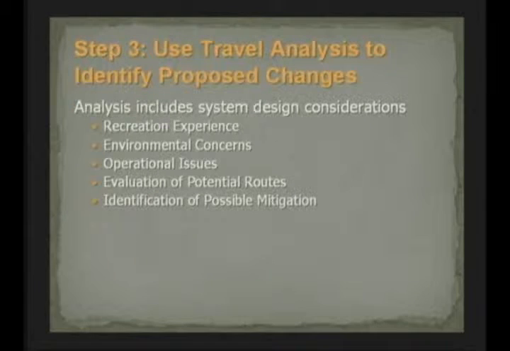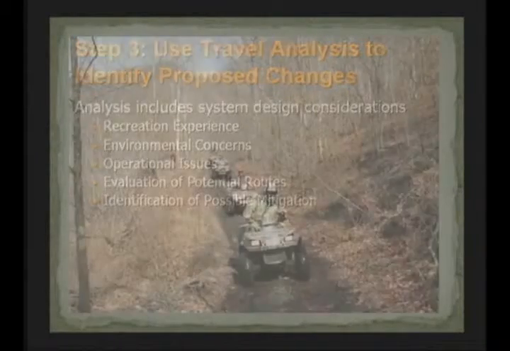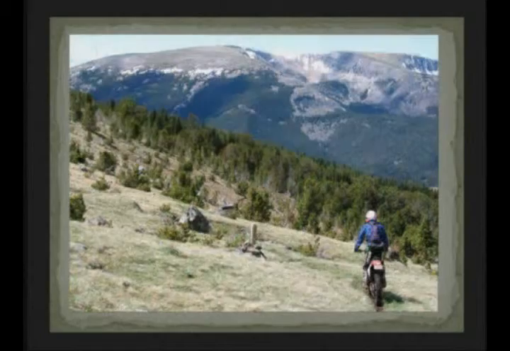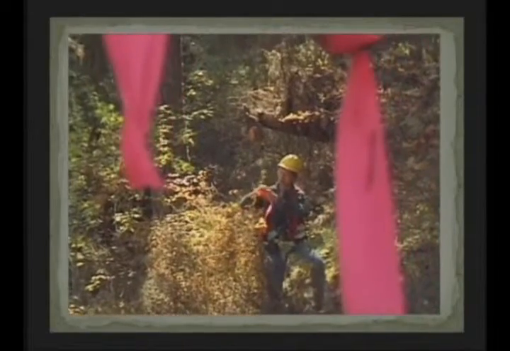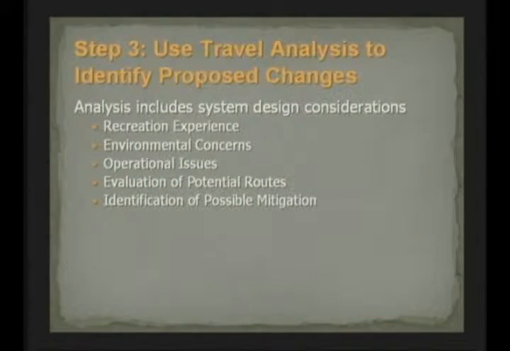The third step of the process is to go through an evaluation or analysis process for any proposed changes. This would include analysis of system design considerations, including the recreation experience, environmental concerns, operational issues, evaluation of potential routes, and the identification of possible mitigation.